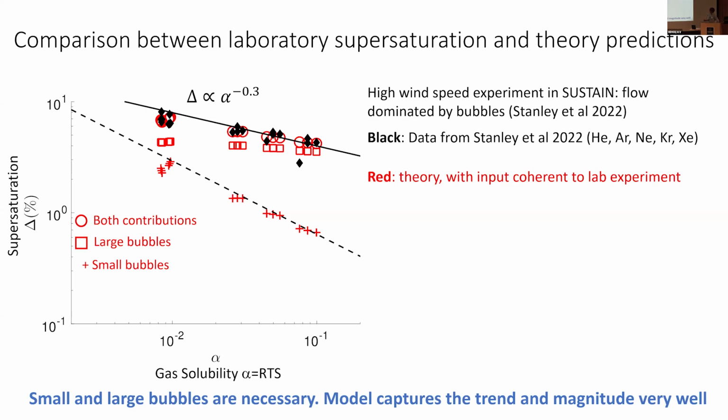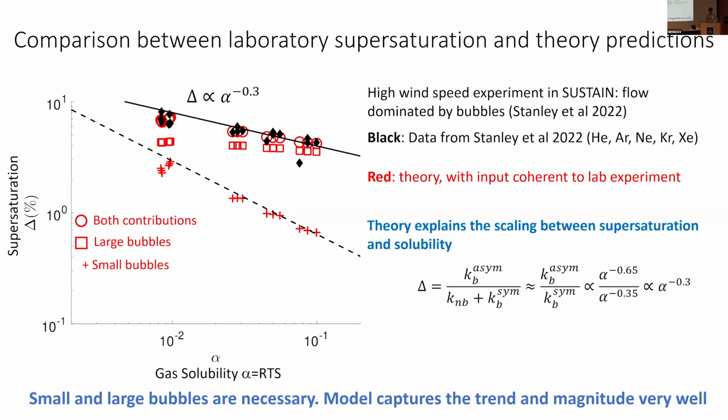What you see is you need both contributions. If you only take the squares, then you have something that doesn't depend much on solubility, but the small bubbles that fully dissolve depend a lot on solubility. If you consider both contributions, you're able to recover this observed scaling from the lab. You can actually understand it if you nail down how different terms in your theory scale with solubility. So we are very happy with this.